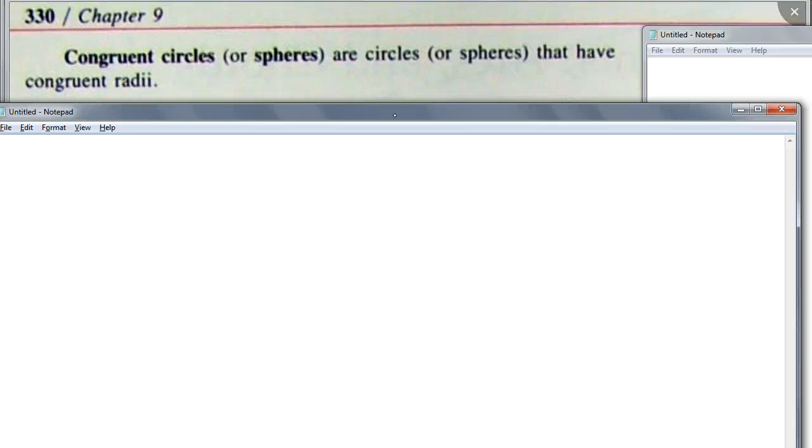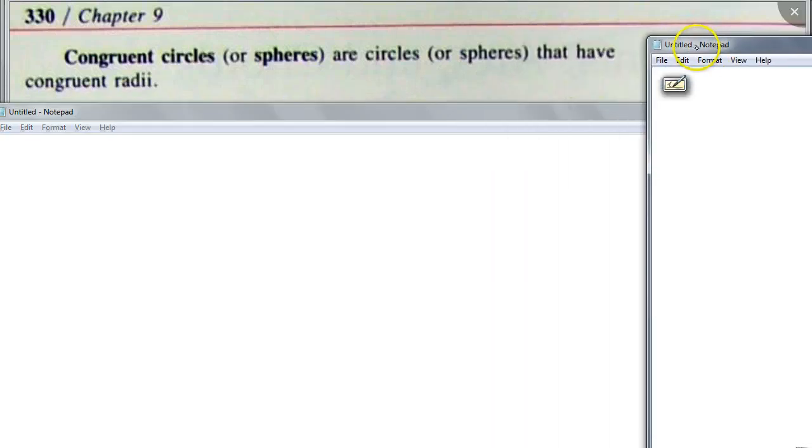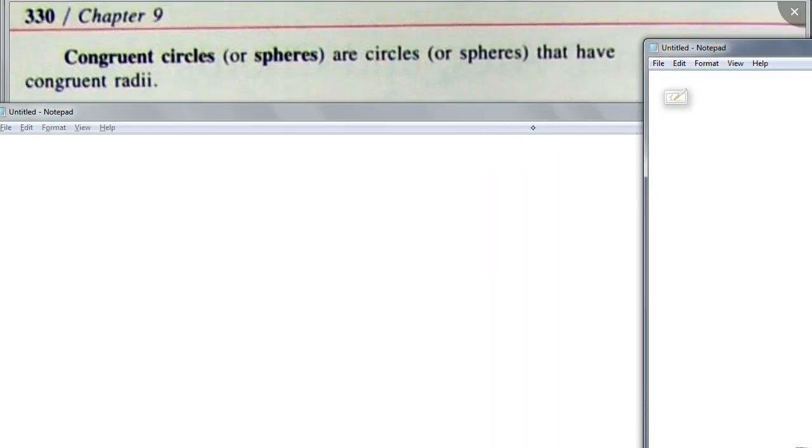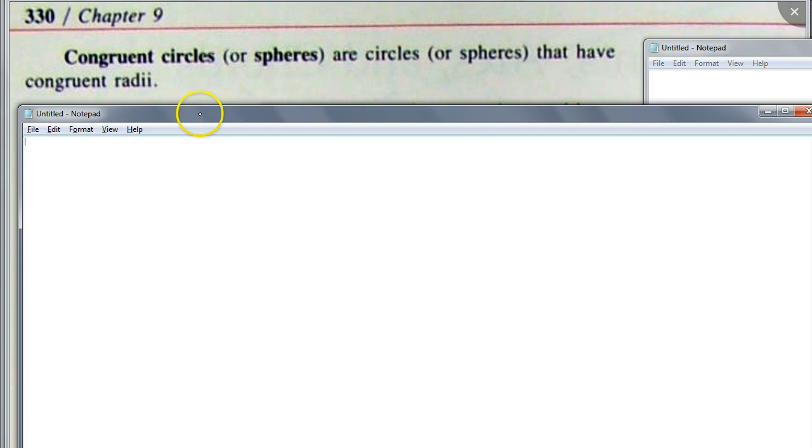It's kind of like congruent triangles and so forth. For circles and spheres, the only thing you could really measure is the radii, right? So for congruent circles or congruent spheres, they have congruent radii. Okay. All right. That's a good point. A circle and a sphere cannot be congruent, right? Either two circles are congruent or two spheres are congruent.